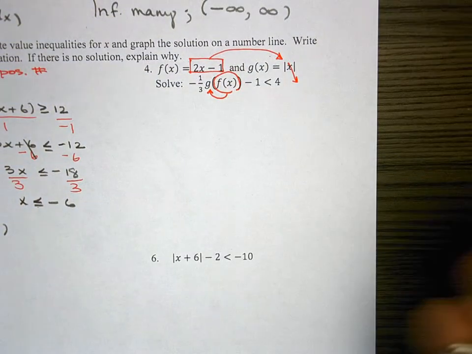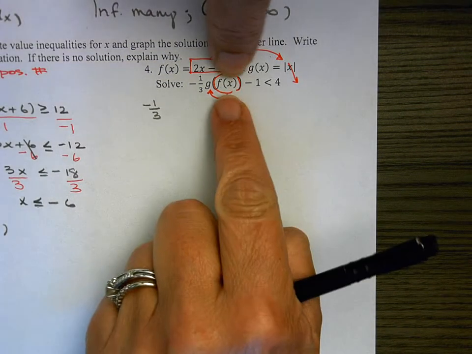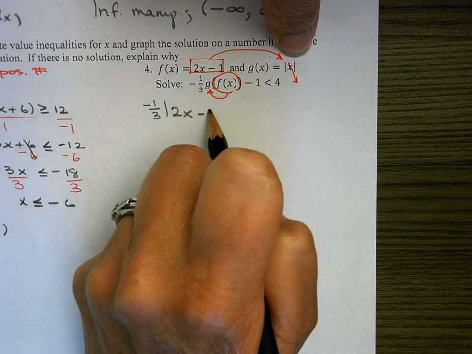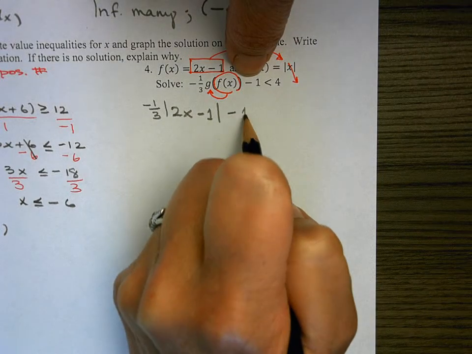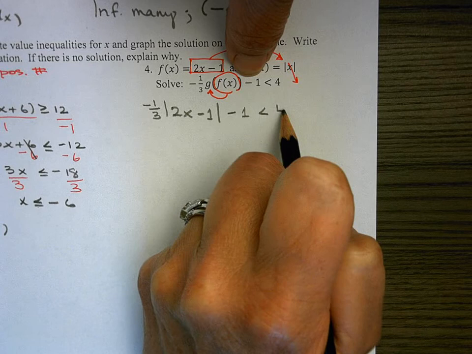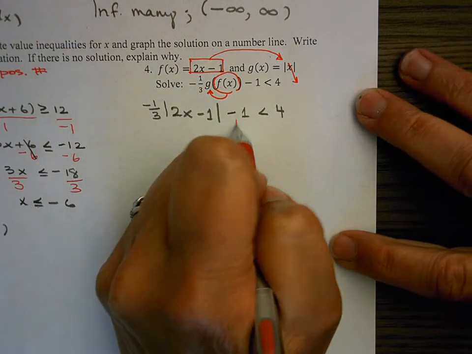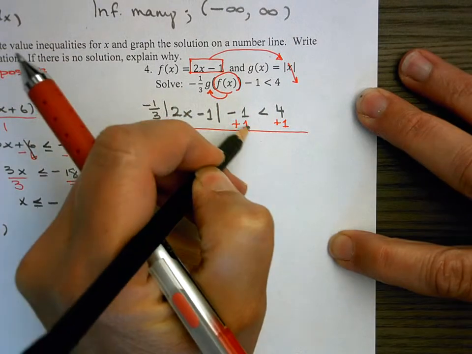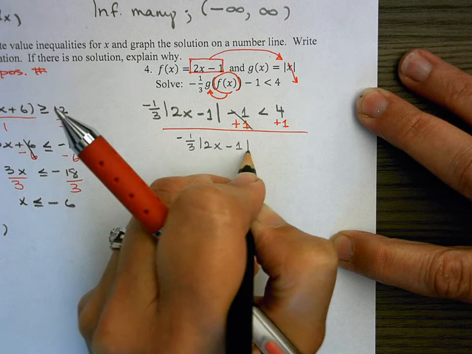So then in my equation, I have -1/3, right? And now merge these two together. So this will turn into absolute value of 2x minus 1, and then I still have a -1 here, and then less than 4. Now I have to isolate the absolute value before I can do anything else. So we're going to add 1 to both sides, doing that reverse order of operations, right? Reverse order. So that will turn into 0, and then 4 plus 1.